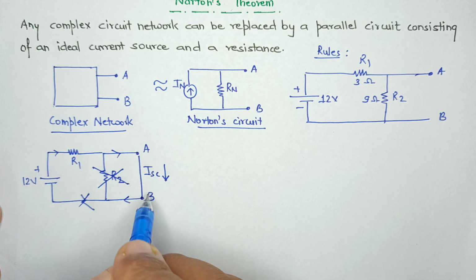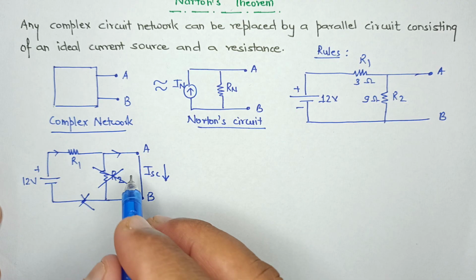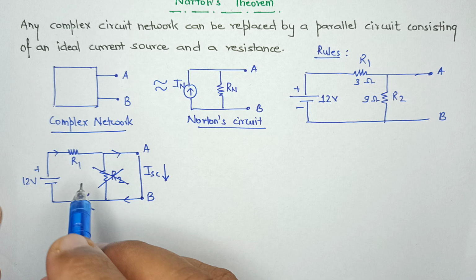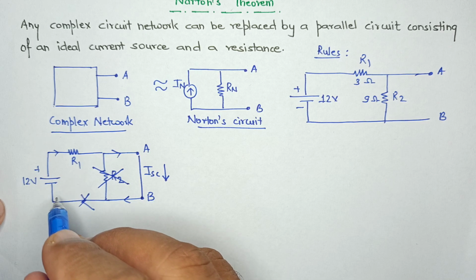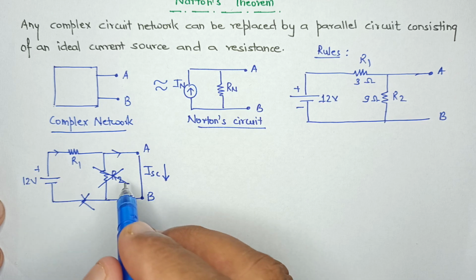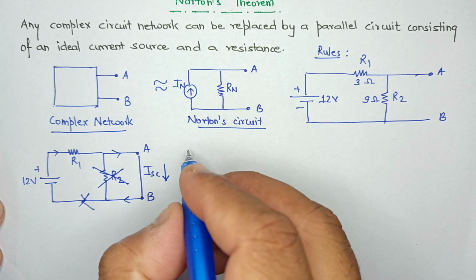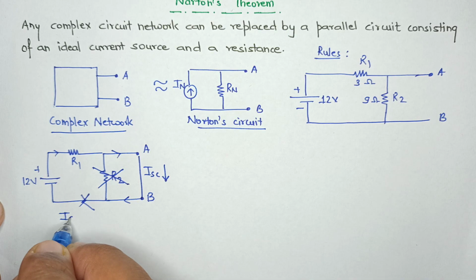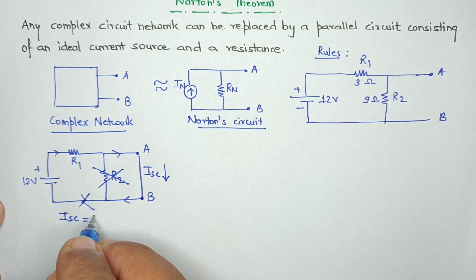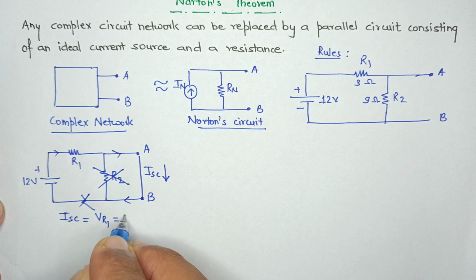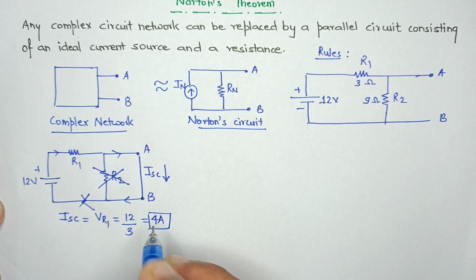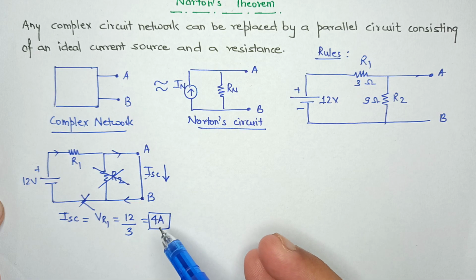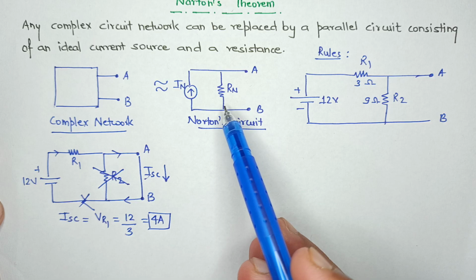So in the outer part of the circuit, the current will start flowing, and R2 can be cancelled out. All we are left with is a resistance R1 in series with the 12-volt battery. From this, we can calculate the short circuit current. ISC would be equal to the voltage divided by R1, that is 12 divided by 3, which is 4 ampere. So this is the value of IN that we have calculated, which is 4 ampere. Now we need to calculate the value of Rn.